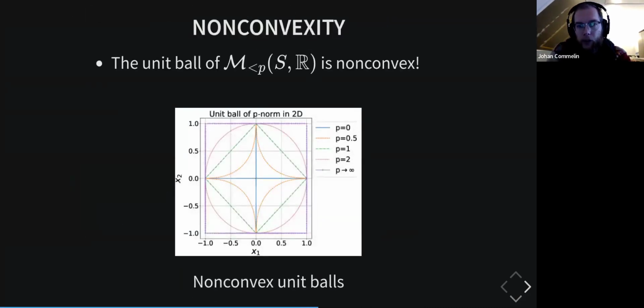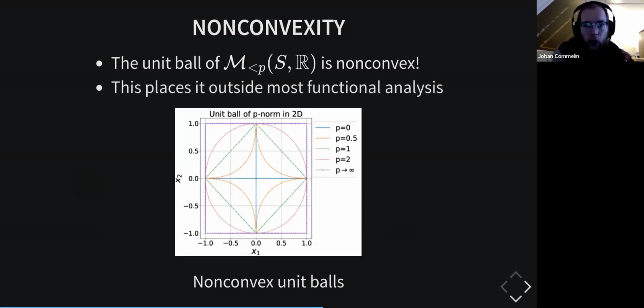But we do have to embrace non-convexity. Because we now are looking at these L^p or L^p prime norms for values of p less than 1, the unit balls are going to be highly non-convex, right? This means that most of functional analysis doesn't apply to this situation, because very, very early on, you start restricting to objects inside the category of locally convex topological vector spaces.